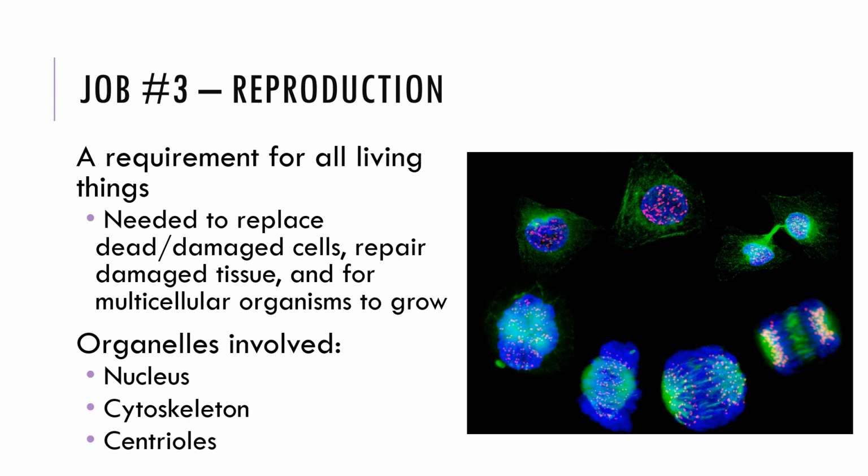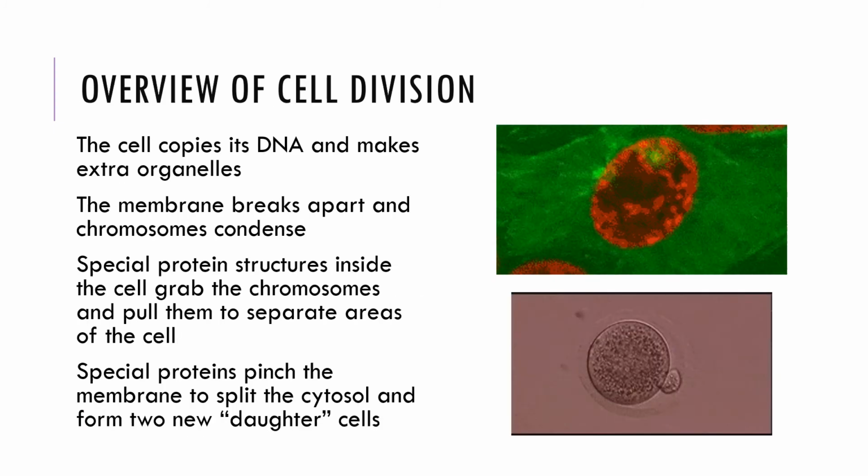The last job that we're going to talk about is reproduction. So the final structures of the cell that we need to learn about help the cell reproduce, which is a requirement for all living things. We need to reproduce to replenish a population, to replace cells that have been damaged or died within a multicellular organism, to grow, to repair damaged tissue, etc. We need the nucleus, which we've talked about already, the cytoskeleton, and centrioles.